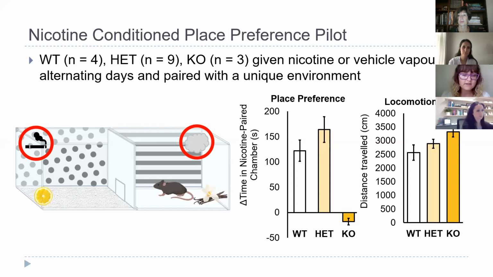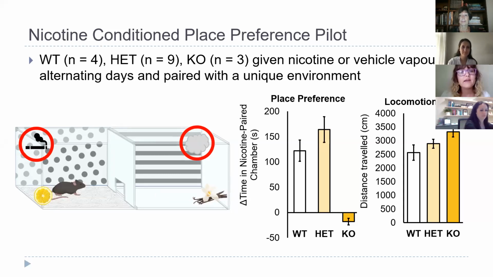So in this test, mice are delivered either nicotine or a vehicle vapor, and then immediately following that exposure, they're paired with one of two unique environmental contexts. And so if they receive nicotine on the first day and are paired with one environment, on the second day they're given the vehicle vapor and paired with the other environment. This pairing occurs over the course of several days. The expectation here is that if a drug is rewarding, as we know nicotine to be, then when the animal has access to both of these environments, it will spend more time in that nicotine paired environment than it did at baseline.